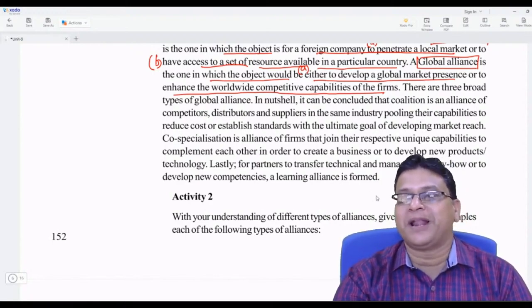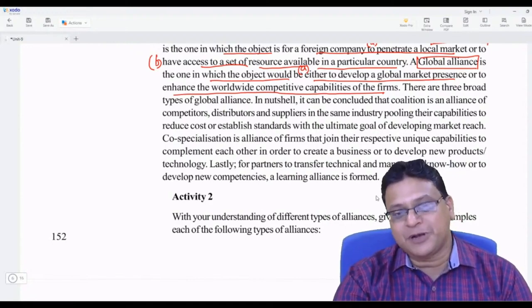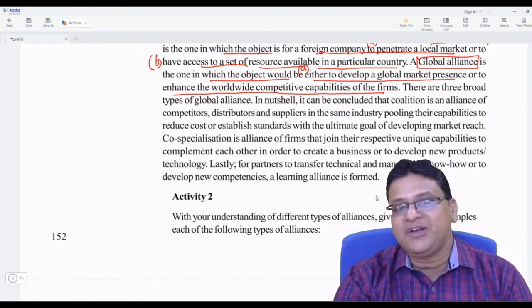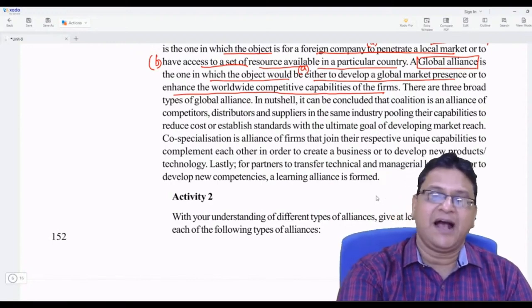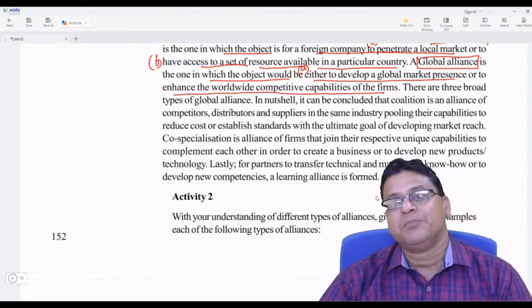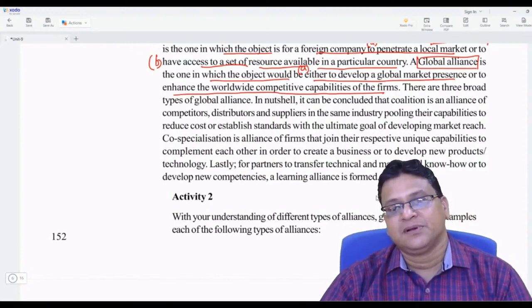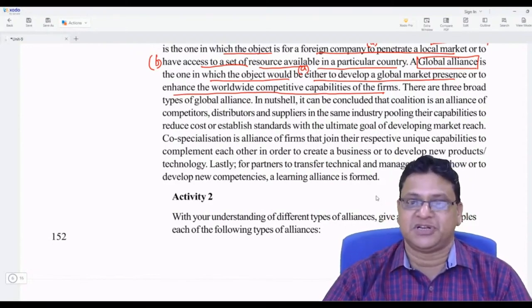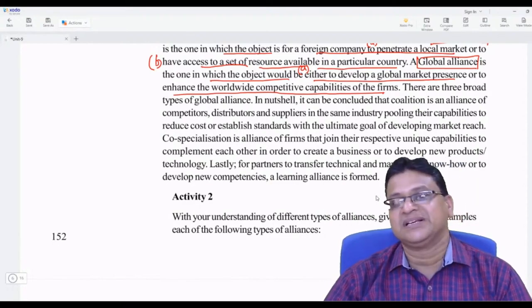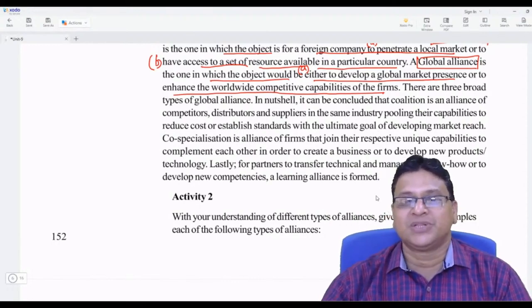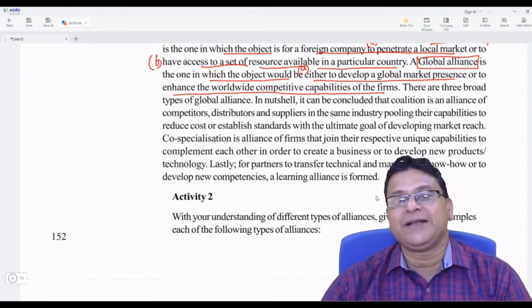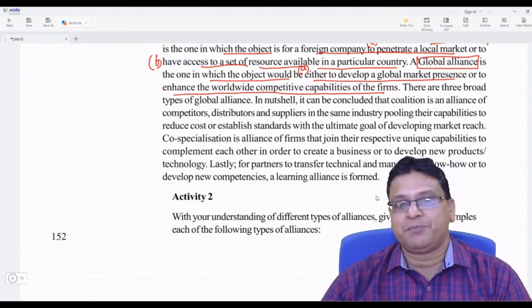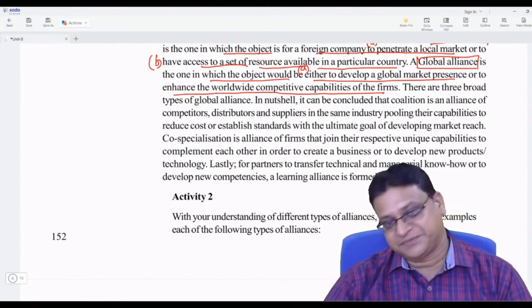So it will go for a global alliance. Or if the company wants to enhance the worldwide competitive capabilities, how are competitive capabilities formed? Most of the hardware manufacturers, meaning computer hardware manufacturers, make alliances with Chinese hardware manufacturing companies to produce their product so that their product will be globally competitive. Because in China, you can produce the product at a cheap rate.